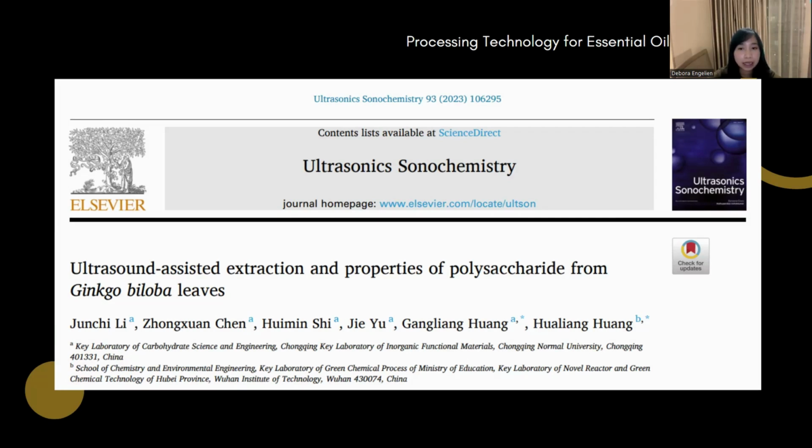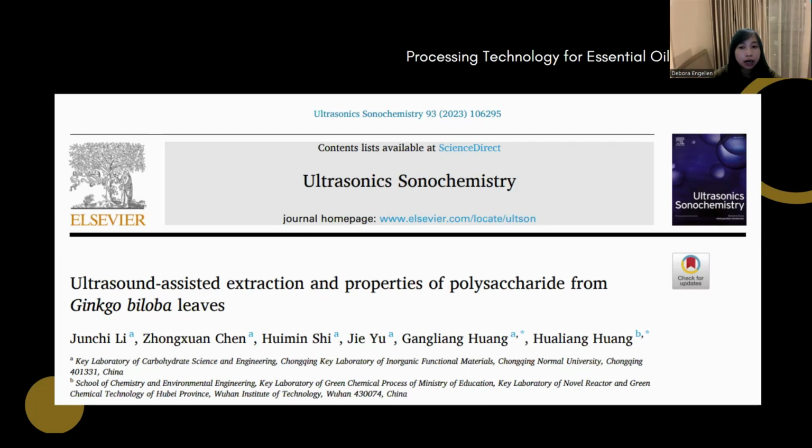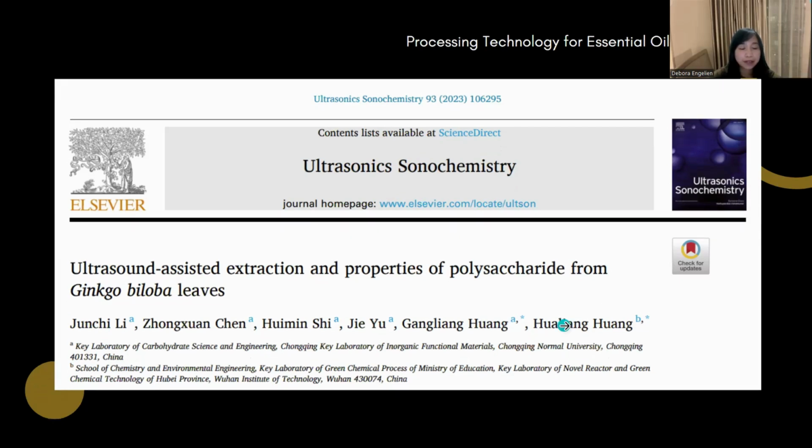41331, China. And the last author is Wang Huang from the School of Chemistry and Environmental Engineering, Key Laboratory of Green Chemical Process of Education, Key Laboratory of Nuclear and Green Chemical Technology of Hubei Province, Wuhan Institute of Technology, Wuhan 430074, China. This article was published in the journal Ultrasonics Sonochemistry, and we can also find out how to optimize the conditions of ultrasound-assisted extraction of ginkgo polysaccharides using response surface methodology.